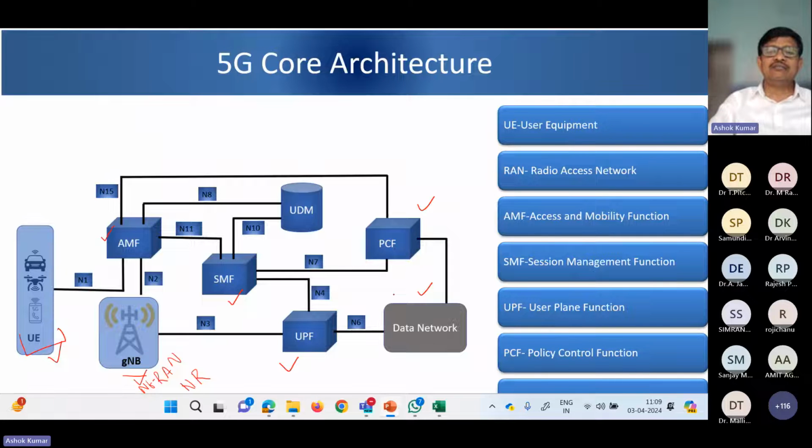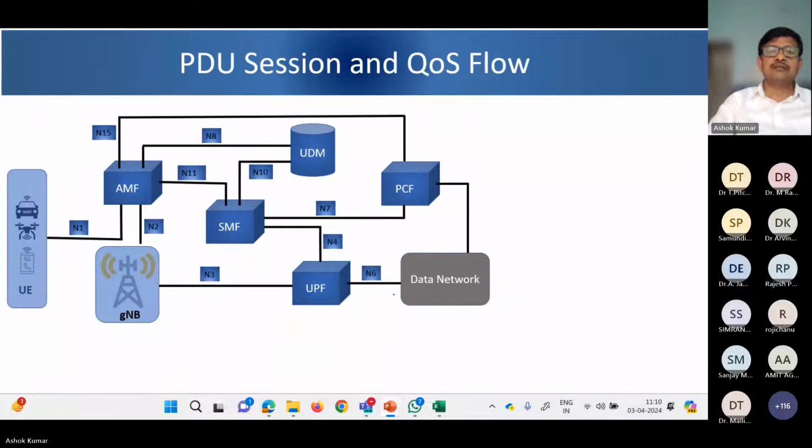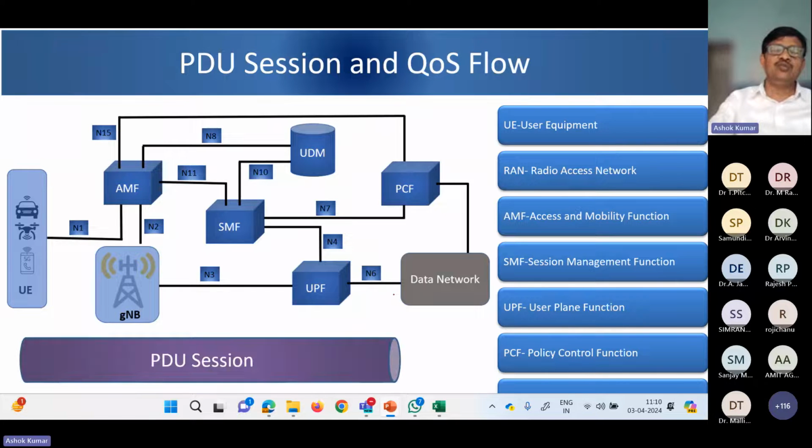So let's start with the concept of PDU session and quality of service flow. What is a PDU session? As you know, the full form of PDU is protocol data unit. So PDU session means protocol data unit session.